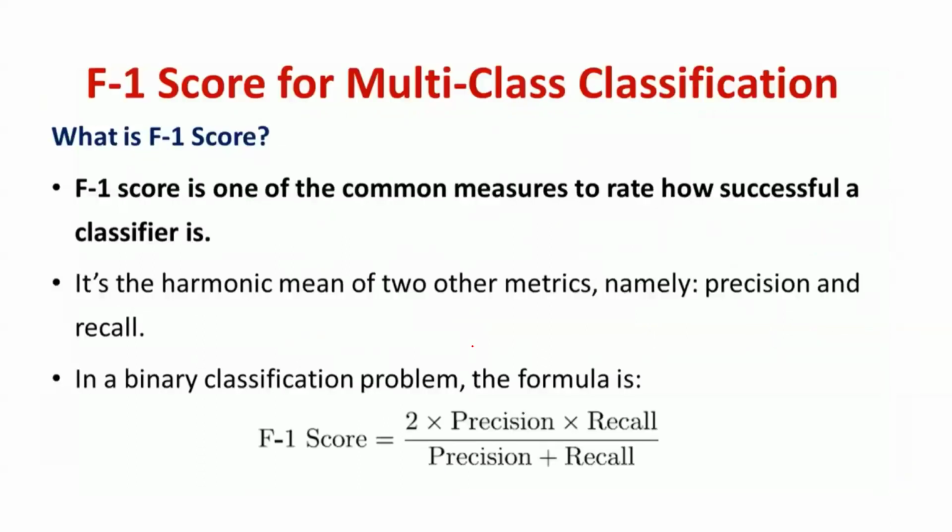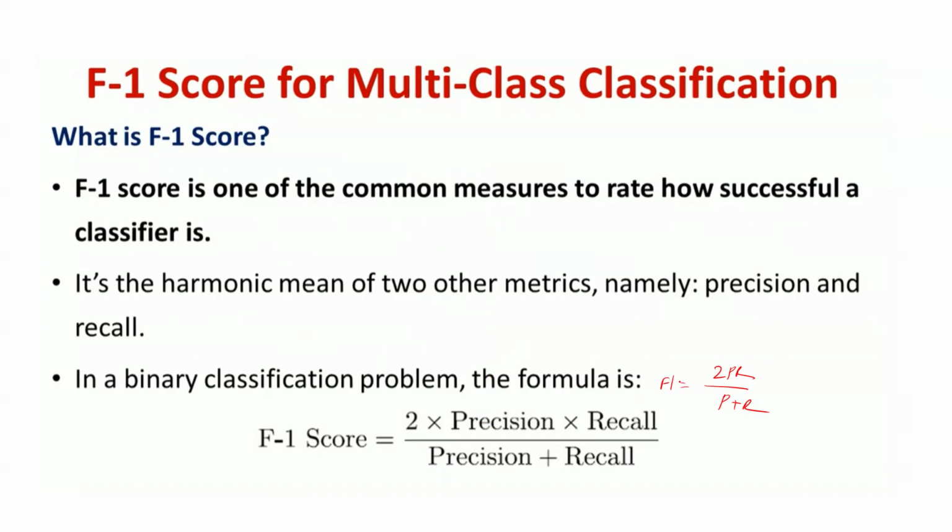Then one more thing, the F1 score. That is one more important metric. Even though we have accuracy, precision and recall, why do we need this F1 score? I'll explain with one example. Before that, let us see: F1 score is one of the common measures to rate how successful a classifier is. It is the harmonic mean of two metrics, precision and recall. That is 2 into precision into recall divided by precision plus recall, which gives the F1 score.